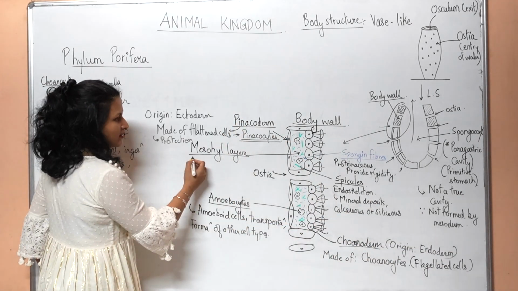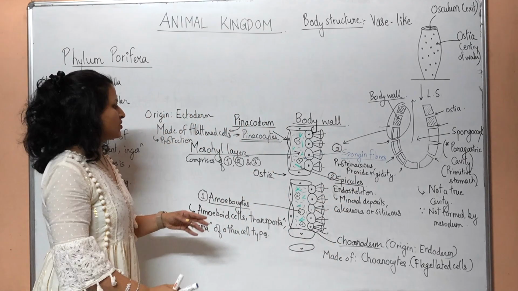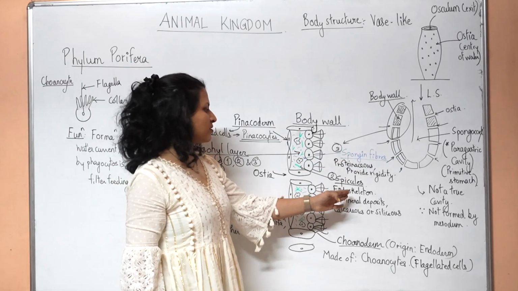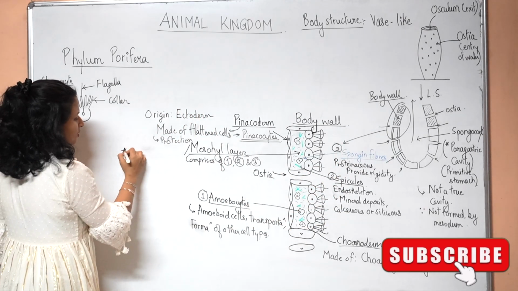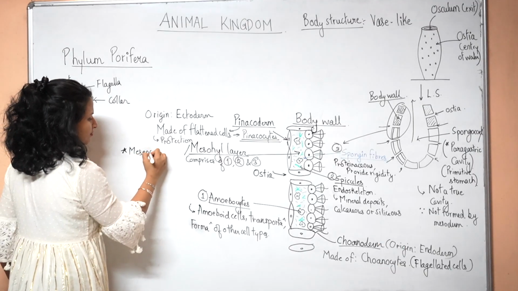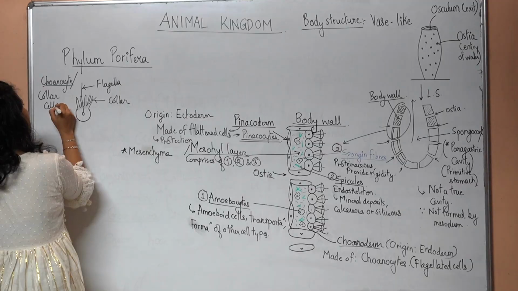So for the mesohyl layer, we have seen 3 things. The mesohyl layer comprises amoebocytes, spicules and spongin fibers, and that is the body wall. The mesohyl layer can also be called the mesenchyme. Choanocytes can also be called collar cells because of the collar.